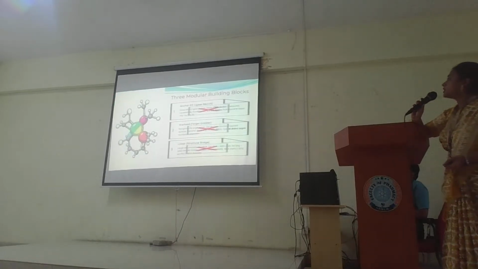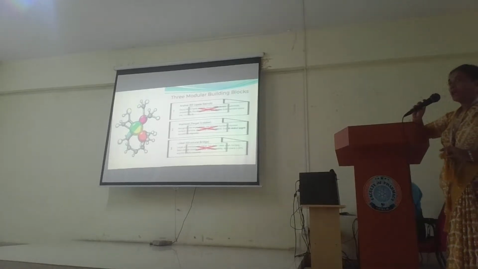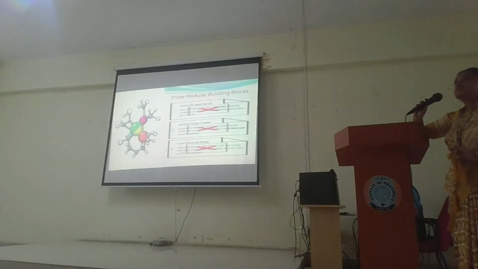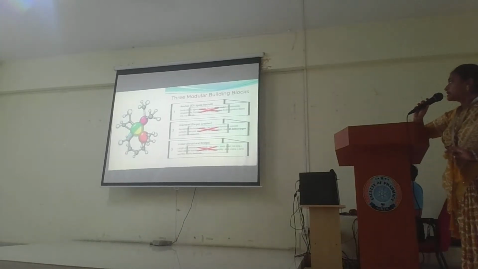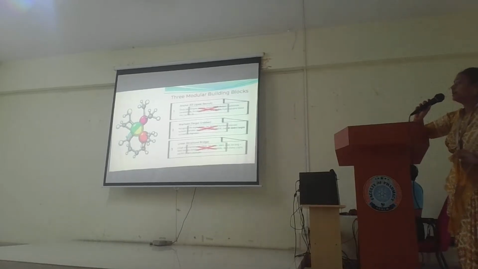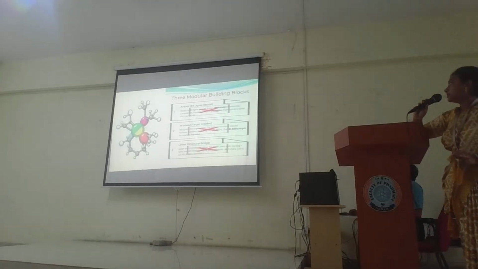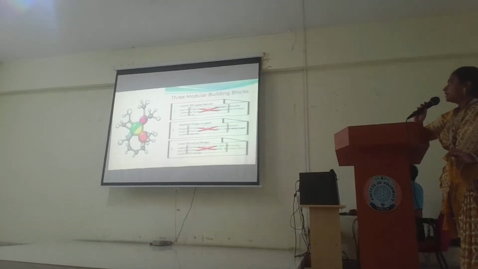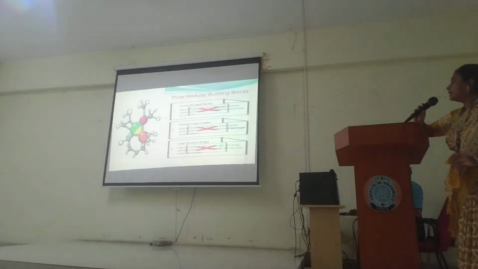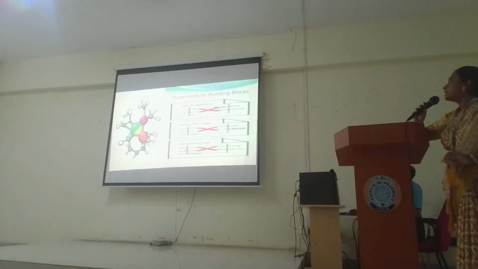See here the three modular building blocks. The PROTAC consists of an anchor. That anchor binds to the E3 ligase, the E3 enzyme ligase. The second one is the warhead. This warhead binds to the target cancerous protein. The third one is the linker. The anchor docks into the E3 ligase pockets, and the warhead recognizes the target protein, and these two are bound together by the linker.